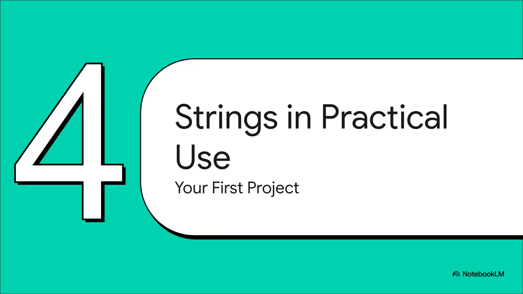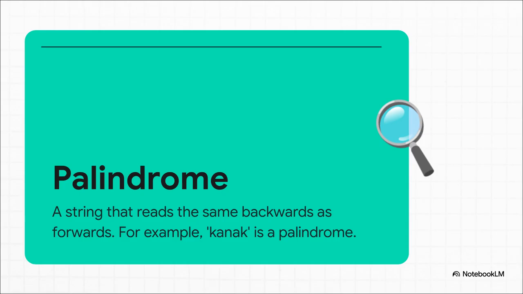All right, so we've seen all the individual pieces. We know what a string is, we know how to inspect it, and we know how to manipulate it. Now, let's put it all together and see how these tools combine to solve an actual problem. And the problem we're going to tackle is checking if a word is a palindrome. A palindrome is just a word that reads the same forwards and backwards. You know, words like level, race car, or the one you see here, Canuck.